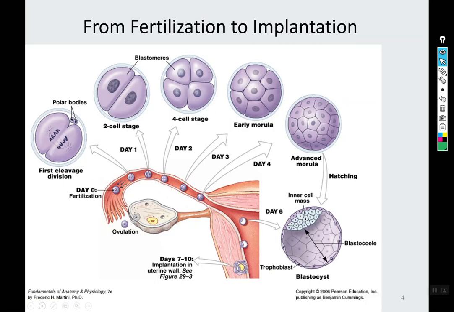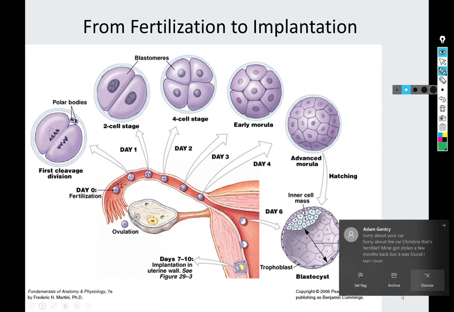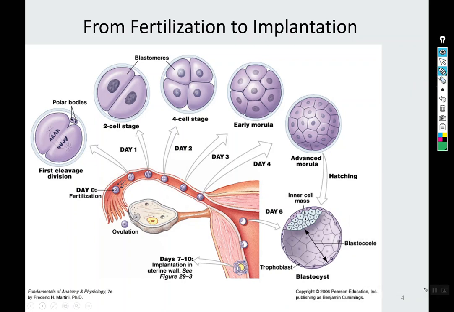There we go. Okay, so from fertilization to implantation, and oh boy, I sure do like this Epic pen with the PowerPoint. It's much easier to draw with.